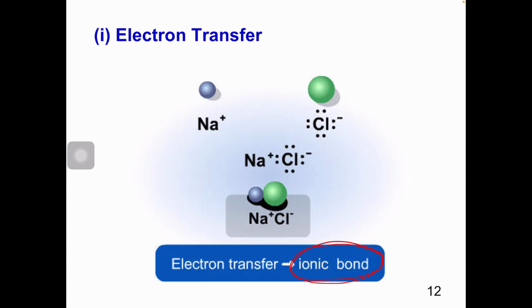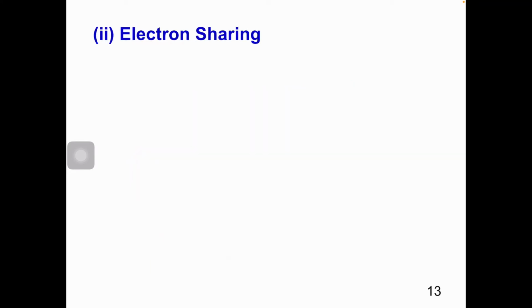Sodium will lose an electron. Sodium will lose one of its electrons, so that's why it becomes Na+. Meanwhile, chlorine will receive the electron from the sodium and becomes Cl-. So this is how the ionic bond is formed. One party will release its electron completely, while the other party will receive it completely. So that's why it has positive charge and negative charge. So this involves transfer of electron.